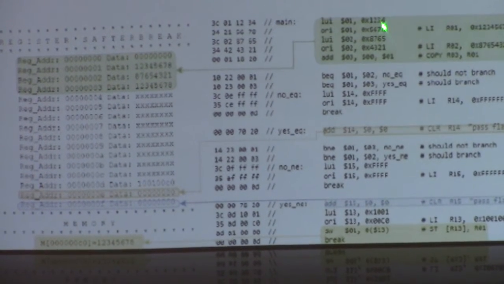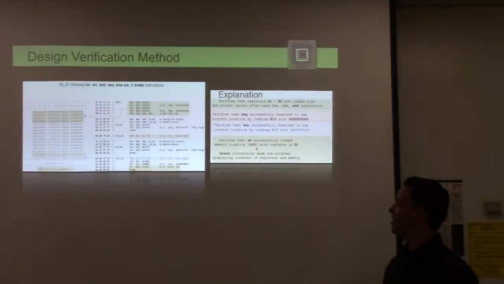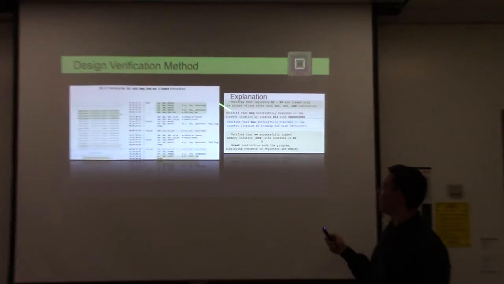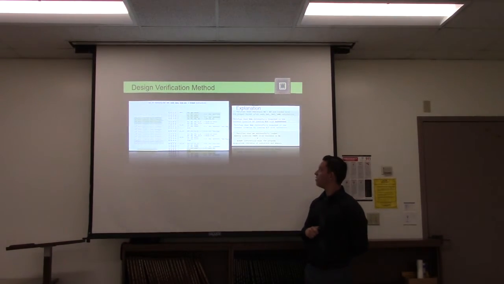You can see here that R13 is loaded with 100C0, which, since our address is only 12 bits, only grabs the lower 12 bits, which will be 0C0. And we can see on the left-hand side that the contents of R1 are 1, 2, 3, 4, 5, 6, 7, 8, and that gets stored into 0C0. Within every page that we have the verification, we have included boxes that show and highlight the individual instructions and how it verifies them.